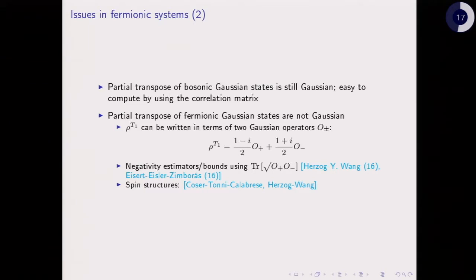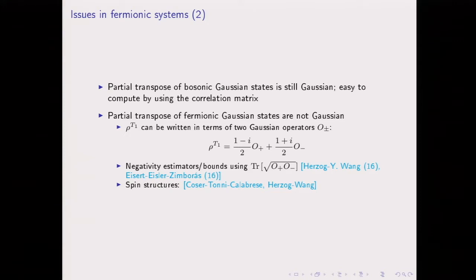The second issue is somewhat technical, but once again, mysterious. For bosonic systems, you can talk about simple examples of bosonic states, for example, Gaussian states. They are, for example, the ground state or eigenstate of free bosonic systems. Then, after taking partial transpose, a Gaussian state remains Gaussian for bosonic systems. So technically it means you can compute negativity very easily for bosonic systems.